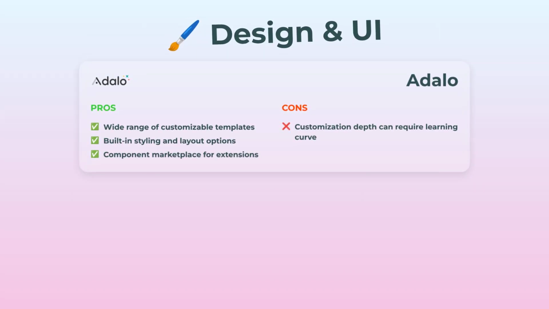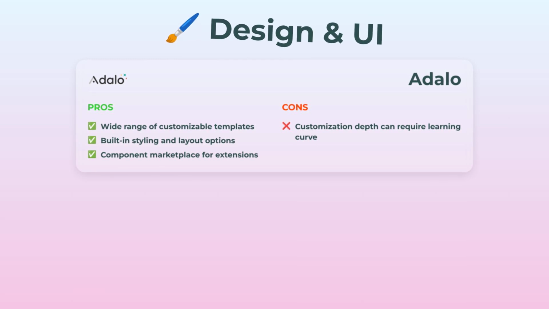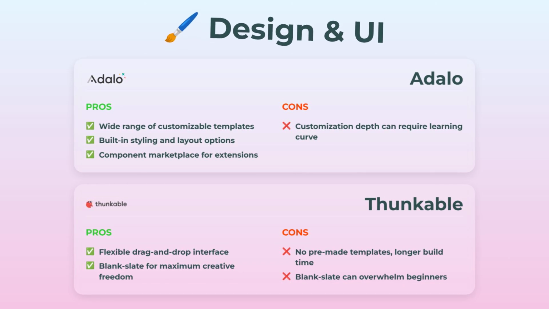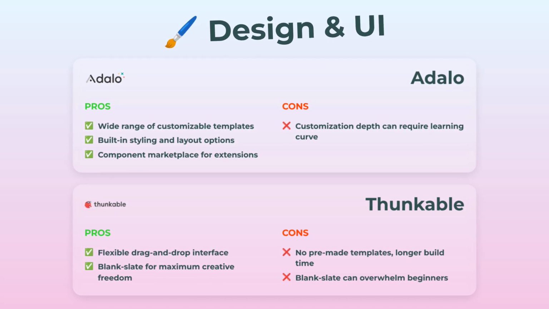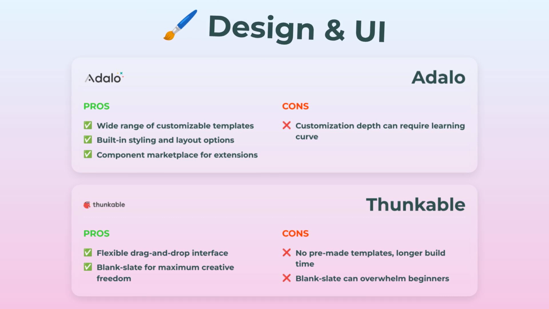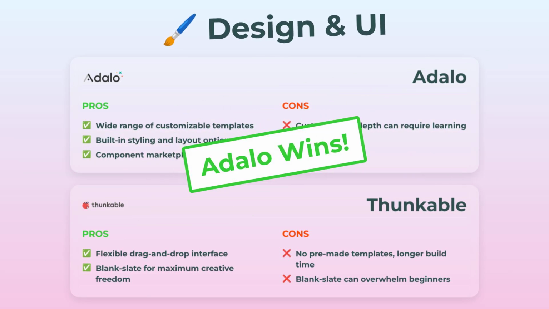Moving on to design and UI. Adalo's got a pretty sweet setup here, tons of ready-to-go templates, easy styling, and even a marketplace for extra components. If you love customizing, the depth here is a dream, though, yeah, there's a bit of a learning curve if you really dig into it. With Thunkable, the vibe's totally different. You start with a blank canvas every time, so super flexible drag and drop, build whatever you want kind of freedom. But no pre-made templates means you might be spending a while building out UI from scratch. If you're a total beginner, staring at that empty screen feels intense. So for design, Adalo honestly brings a little more comfort and speed.